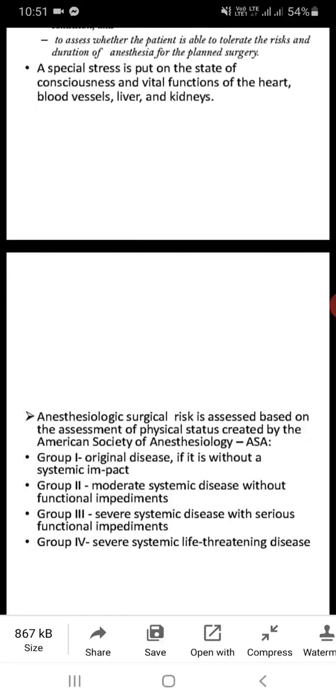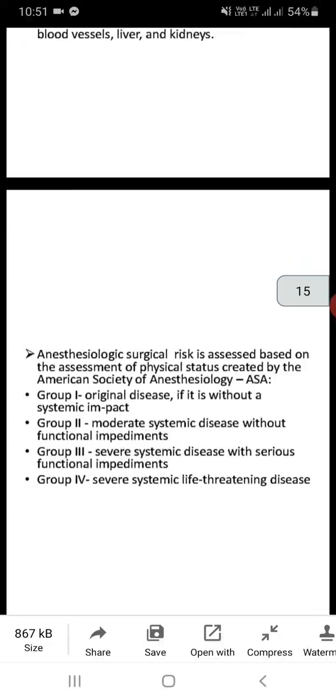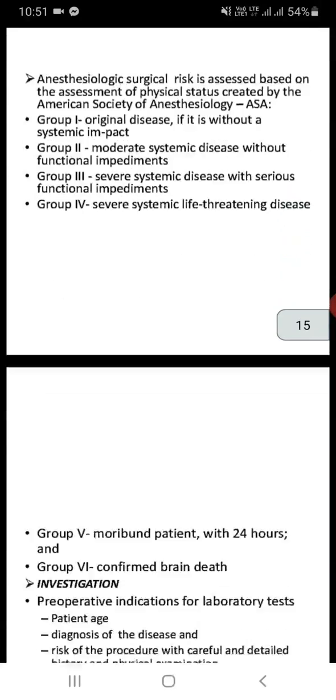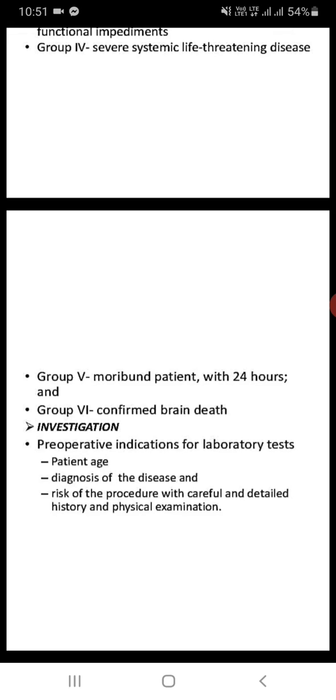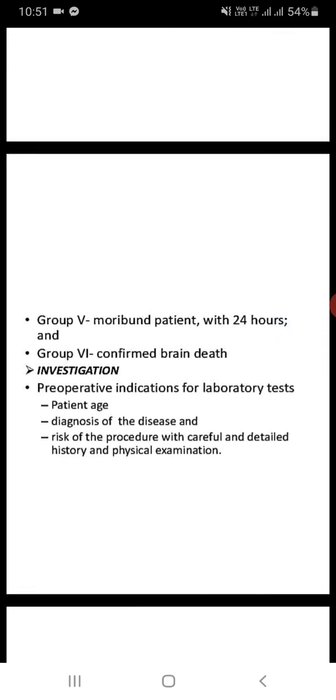Anesthesiological surgical risk is assessed based on the assessment of physical status created by the ASA. The patients can be divided into groups: first, normal healthy patient without systemic impact; second, moderate systemic disease without functional impediments; third, severe systemic disease; fourth, severe systemic life-threatening disease; and fifth, a moribund patient not expected to survive 24 hours. A sixth confirms brain death.